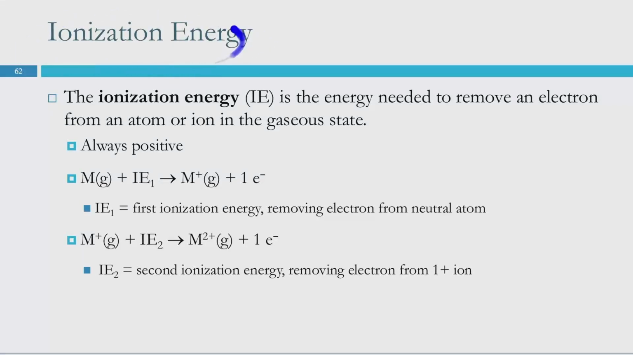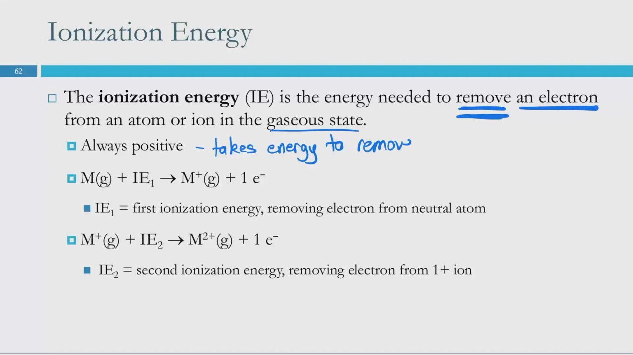Okay, another trend that we have is ionization energy. And ionization energy is the energy that it takes to form an ion, but specifically to remove an electron from the atom or ion in the gaseous state. This is always going to be a positive number. It always takes energy to remove the electron. You have to put energy in to remove an electron.